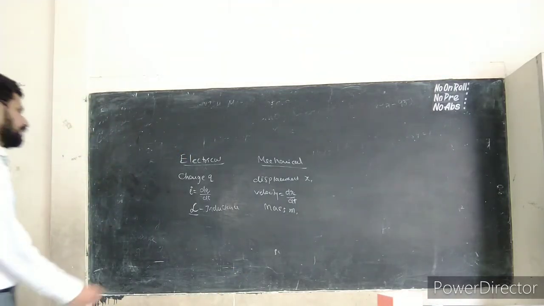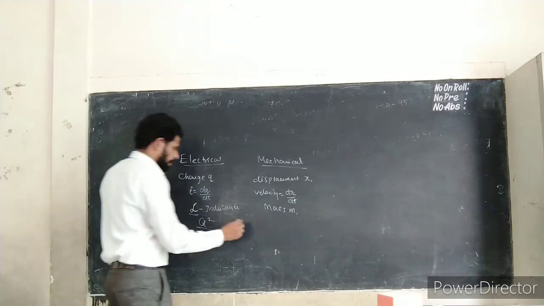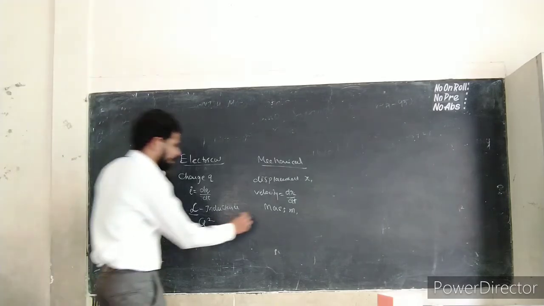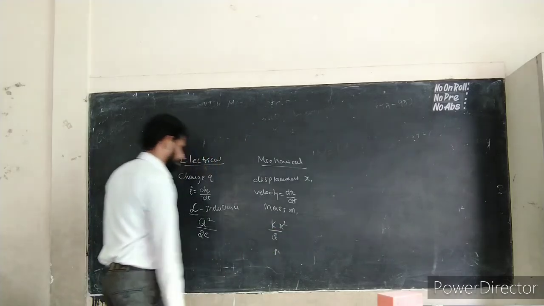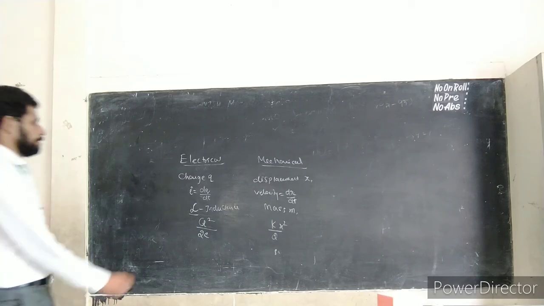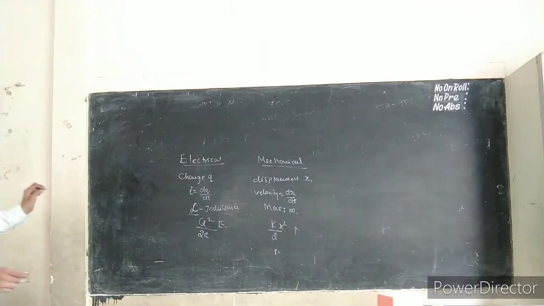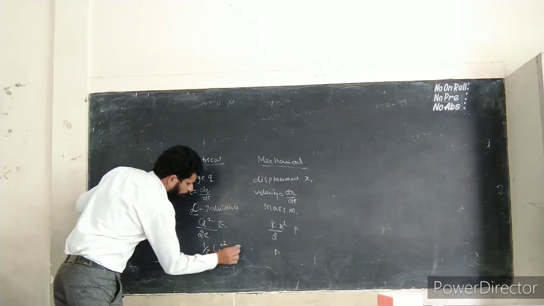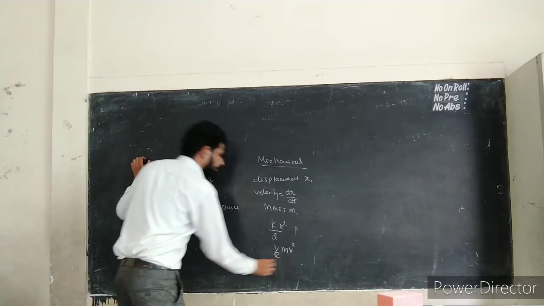Here the electrical energy is Q squared by 2C, and here I have the potential energy K by 2 X squared. Here electrical energy, here potential energy. Here the magnetic energy is nothing but 1 by 2 L i squared, and here I have the kinetic energy 1 by 2 m v squared.